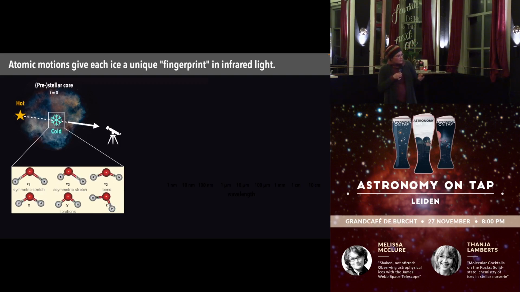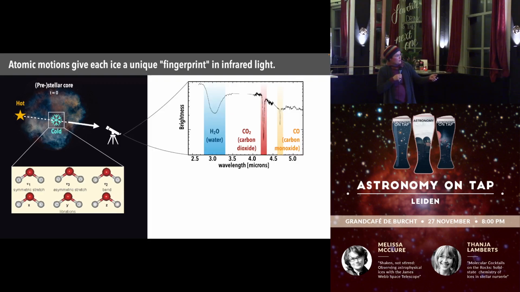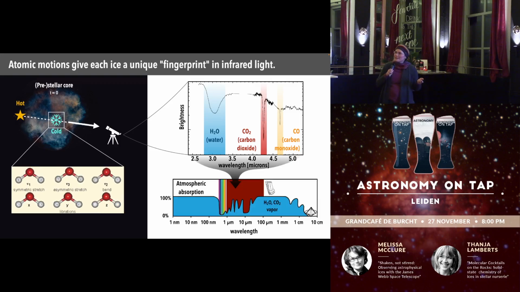So all of these motions can actually form a sort of fingerprint that you can detect in infrared light. If you put your little telescope here and you see these motions, this stretch right here shows up as a deep feature around 3 microns, a particular wavelength. And other ice species, including CO2 and CO, have also very deep features at different wavelengths. So if you get a large enough span of wavelengths, you can actually get a unique fingerprint for each ice species.